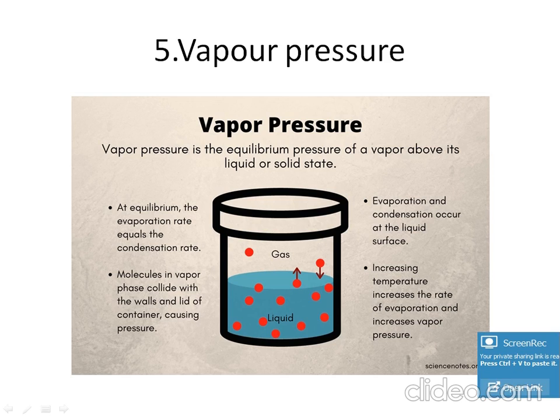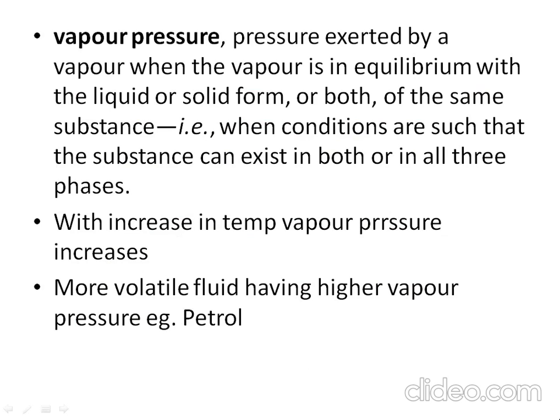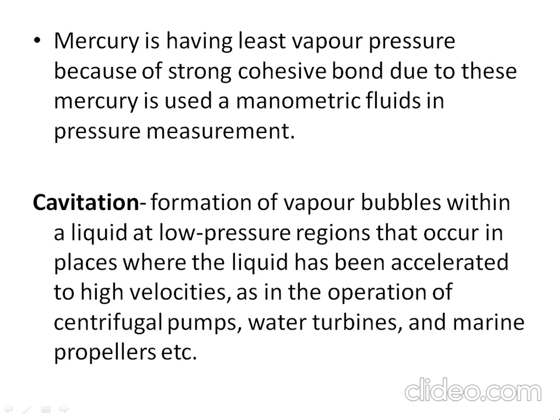The pressure exerted by vapor molecules over a surface of liquid under saturation condition at a given temperature is known as saturated vapor pressure or simply vapor pressure. With increase in temperature, vapor pressure increases. More volatile fluids have higher vapor pressure, for example petrol. Mercury has the least vapor pressure because of strong cohesive bond. Due to this, mercury is used as a manometric fluid in pressure measurement.